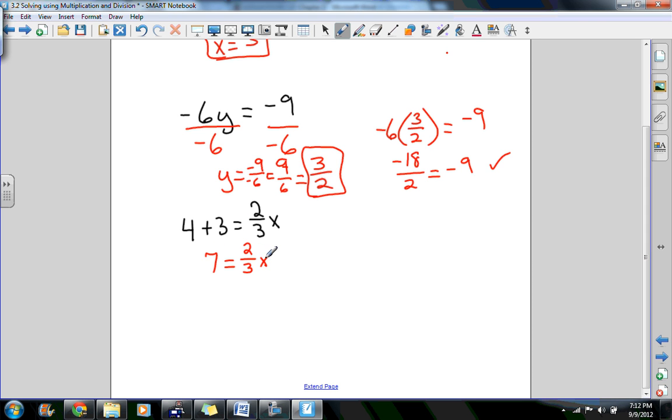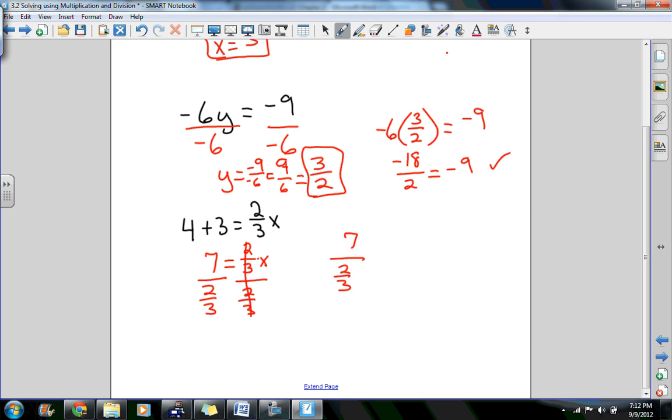What is the 2/3 doing to the x? Well, it's multiplying. So I am going to divide by 2 over 3, which is going to bring in what we learned last week. Okay, so I have to divide 7 divided by 2 over 3. Well, that means I'm going to do it over here on the right. So 7 divided by 2 over 3.